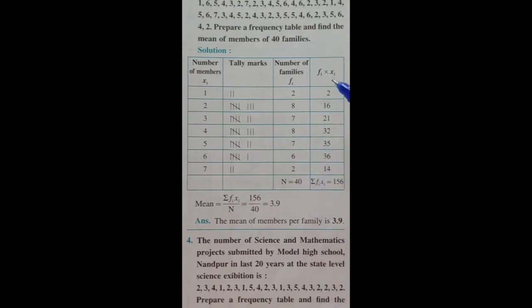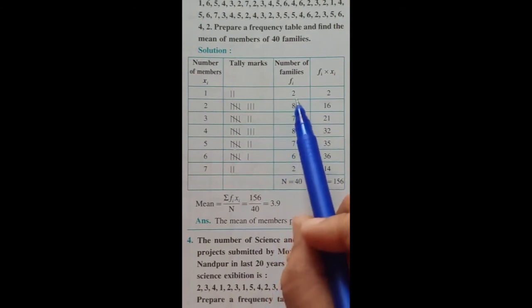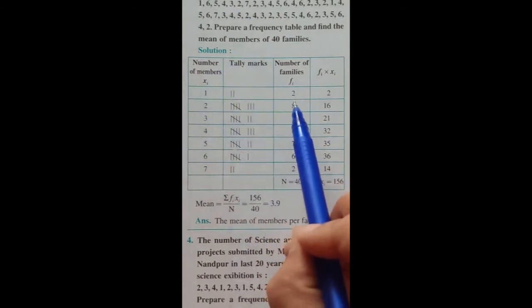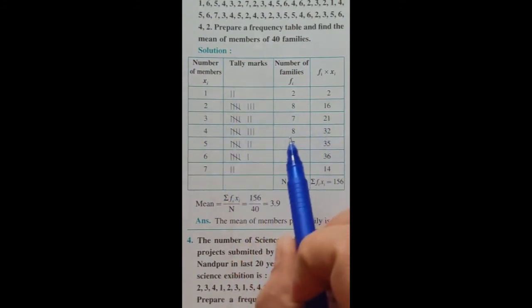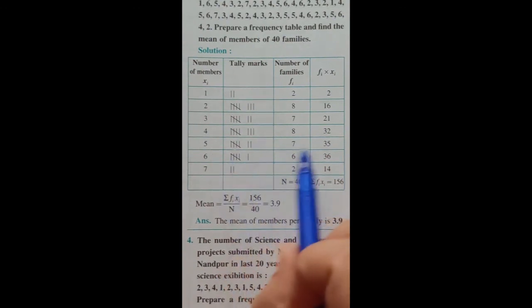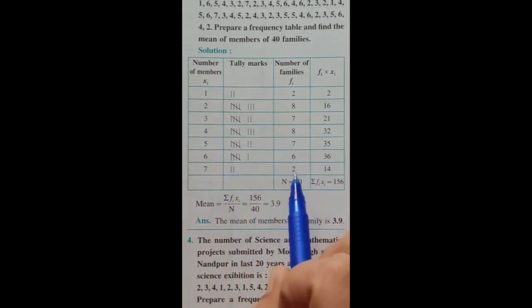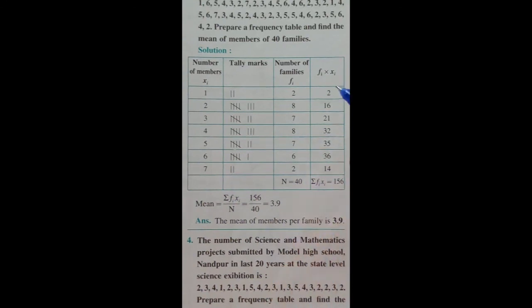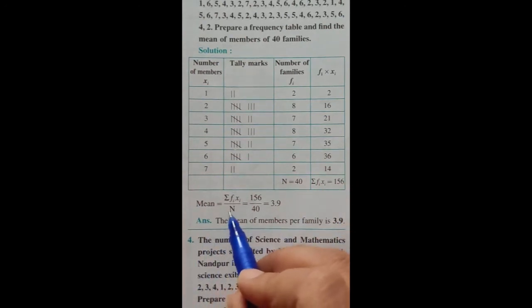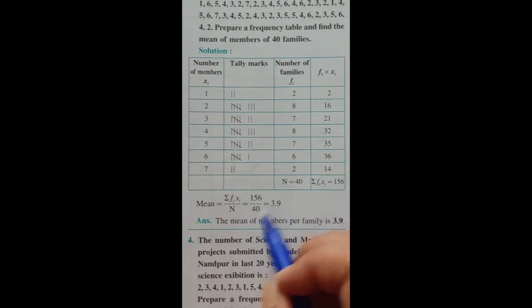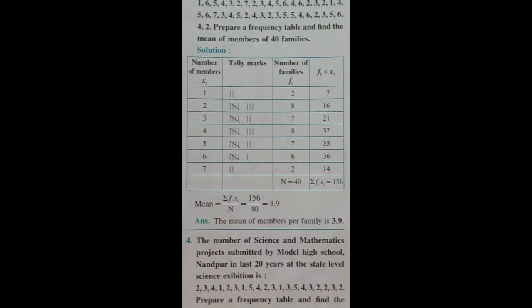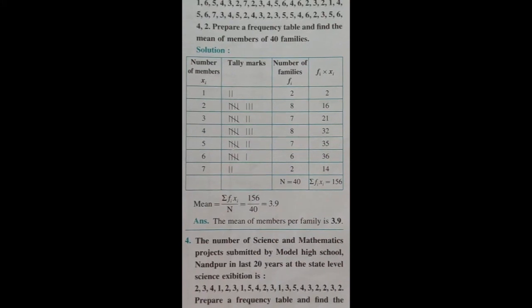For fi xi, how did we do? Multiplication of fi into xi. That means 2 into 1 will be 2. 8 into 2 will be 16. 7 3s are 21. 8 4s are 32. 7 5s are 35. 6 6s are 36. And 2 7s is 14. Addition of all this is summation of fi xi. How do we find mean? The formula is summation of fi xi upon n is equal to 156 upon 40, and the answer comes as 3.9. That means the mean of members per family is 3.9.